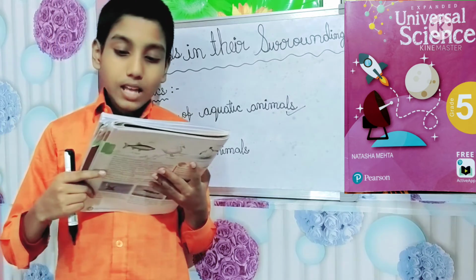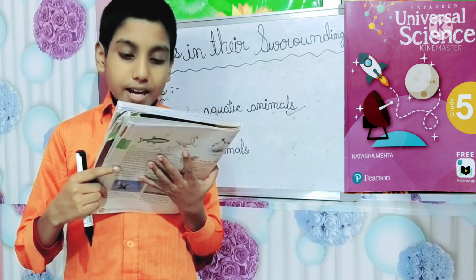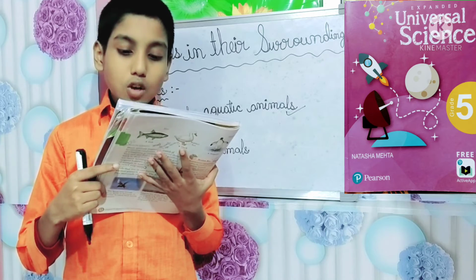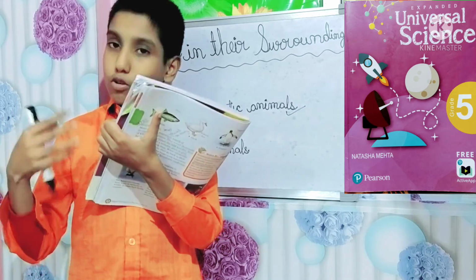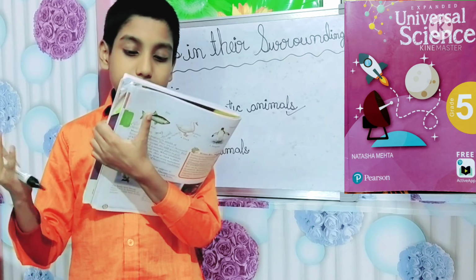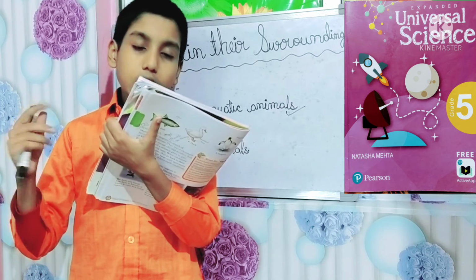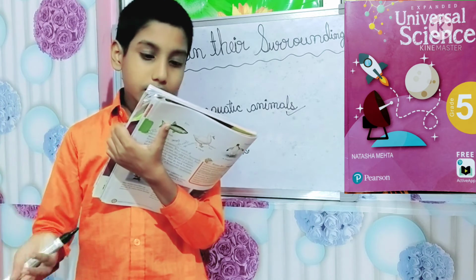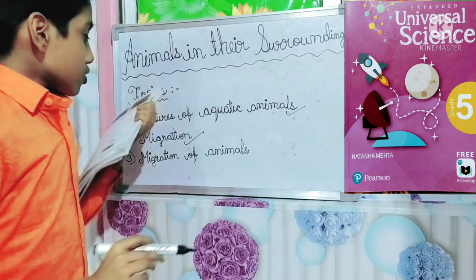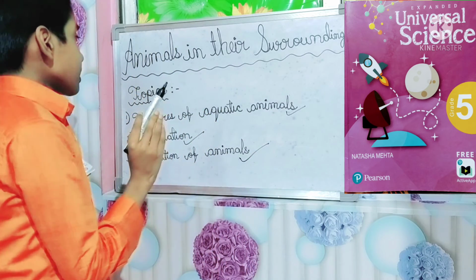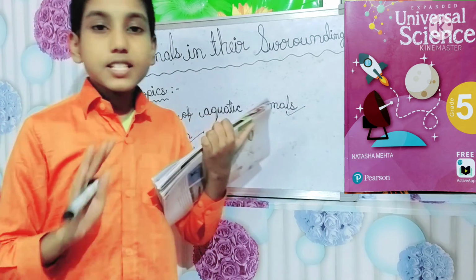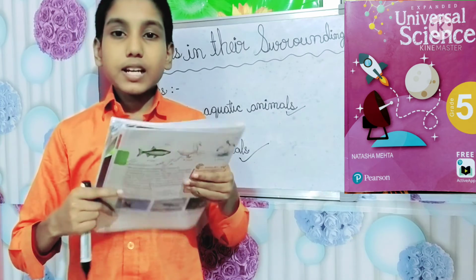And the last one, thousands of olive ridley turtles migrate to the coast of Orissa to lay eggs. Means thousands of olive ridley turtles, you can say, migrate to the coast of Orissa to lay eggs, to give birth to the young ones. So I have completed this topic also. I have completed all the topics in this chapter. So I have completed this chapter.